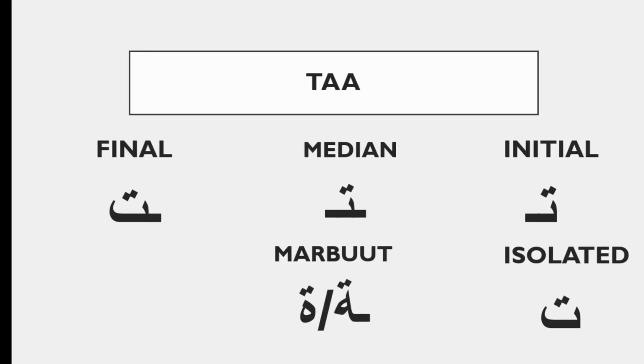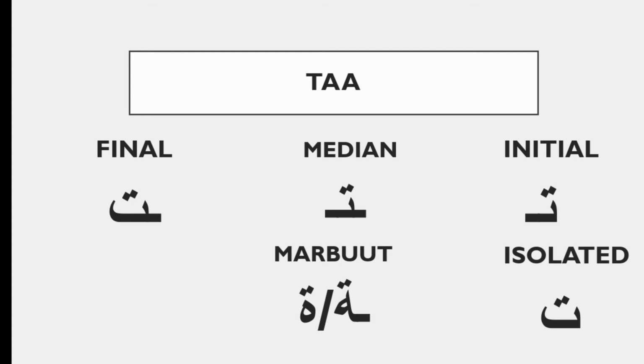So we have letter ta. Ta is written different ways also, but we have another way of writing ta when it ends a word, and that's called ta marbuta. So we have ta marbuta. It's written in either of these two ways.